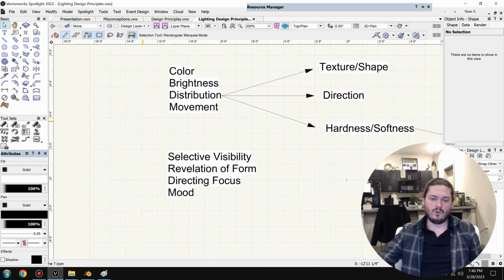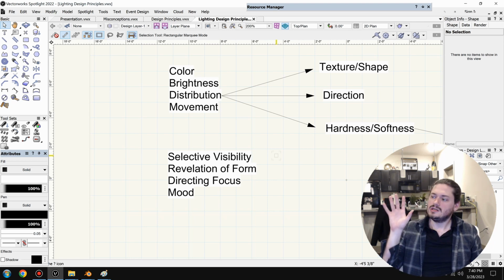Now that we've covered the four major properties of light, let's talk about the four major functions that you need to have on your mind when designing your light plot. The first is selective visibility, and this corresponds to the idea that you need to be able to take a section of the stage and fade it out.